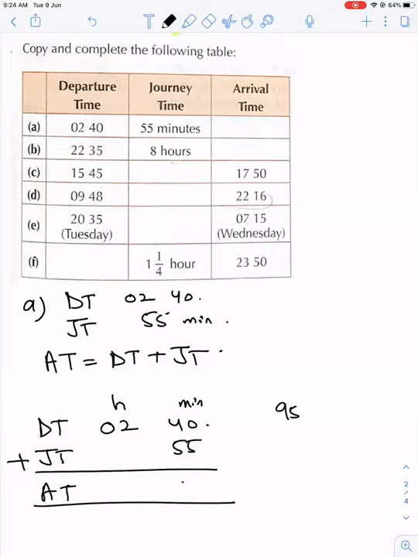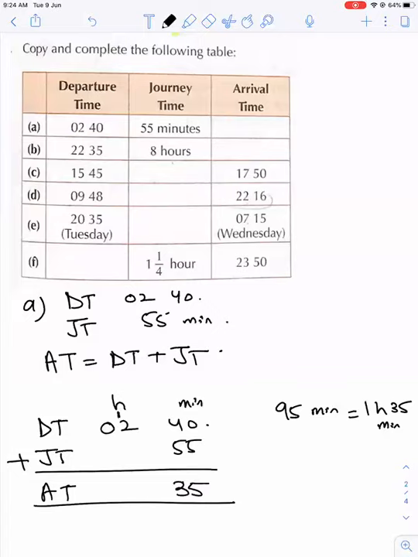Now you know that 95 minutes is actually 1 hour and 35 minutes, because 1 hour is 60 minutes, and 95 minus 60 gives you 35. So it's 1 hour, 35 minutes. You keep 35 minutes in the minutes column and give 1 hour to the hours column.